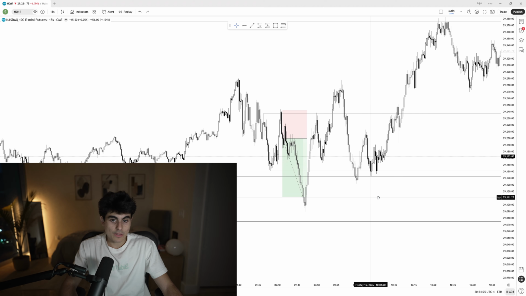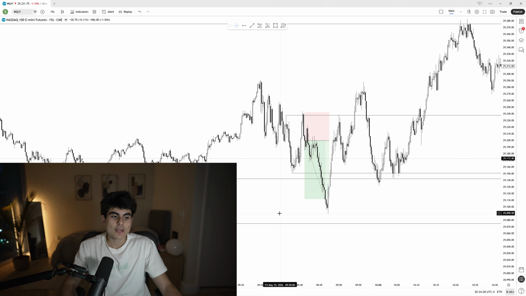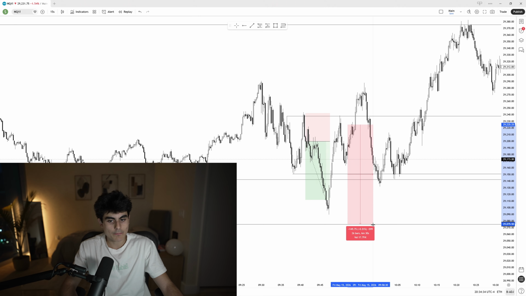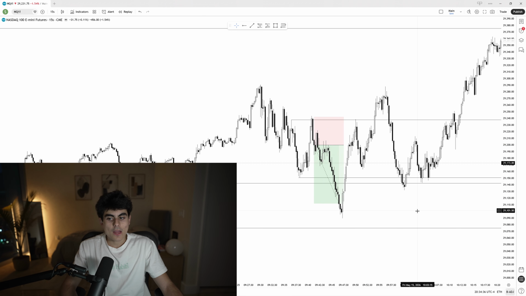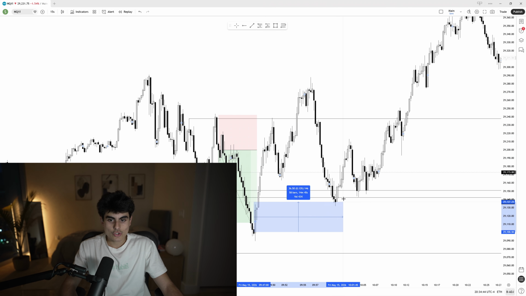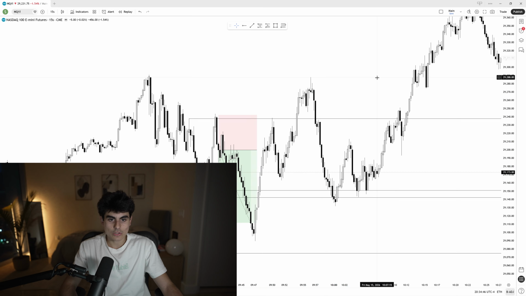But from there, I really didn't see anything because we didn't take out this low. So we made relatively equal lows. To be honest with you, at this point, I was expecting price to come back down and take it out there, which is why I didn't take anything, but we ended up going higher. So I didn't really see anything, and we were just ranging. We were ranging the whole AM session.